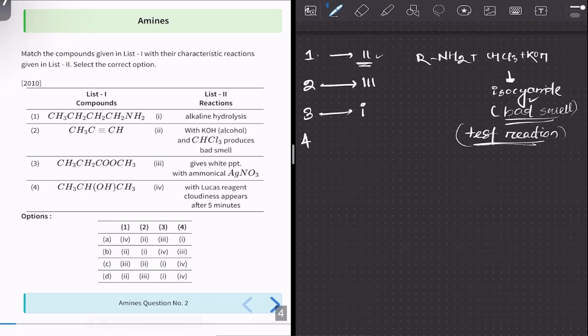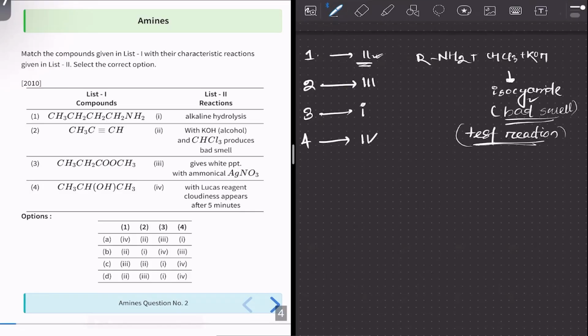Compound 4 is a secondary alcohol, CH3CHOHCH3. The remaining reaction is Lucas reagent cloudiness appears after 5 minutes. Yes, secondary alcohol will give Lucas reagent cloudiness after 5 minutes. So it is related to reaction 4.